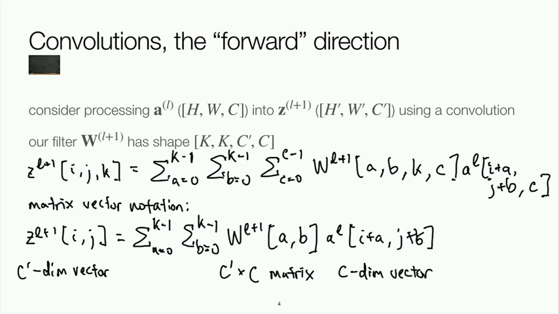Okay. Sear this into your mind. This is what the forward direction of a convolution looks like. It's kind of this triple sum, or it's like a double sum if you want to write it as a matrix vector product of some filter multiplied element-wise by some input, right? That's what we're going for, right? Yes?